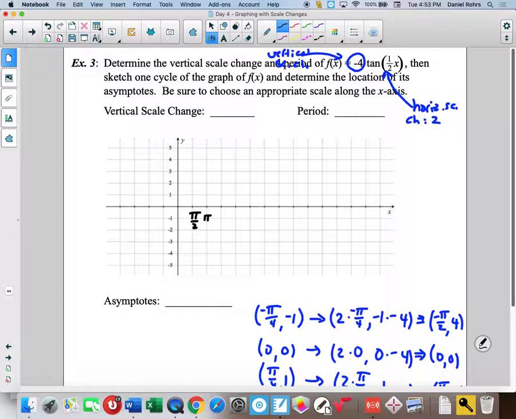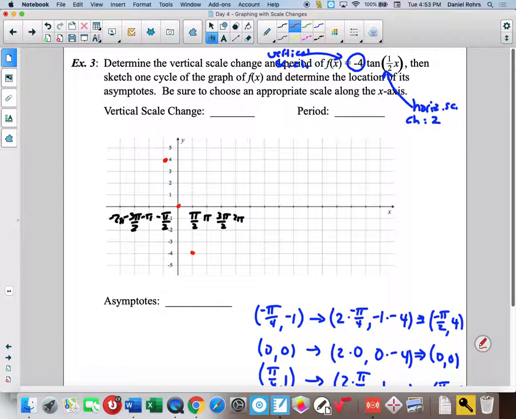So here's pi over 2, here's pi. Here's 3 pi over 2, here's 2 pi, etc. Go backwards, negative pi over 2, negative pi, negative 3 pi over 2, negative 2 pi, etc. And so if I start to plot those points, negative pi over 2, 4 is up here, 0, 0, and then pi over 2, -4.